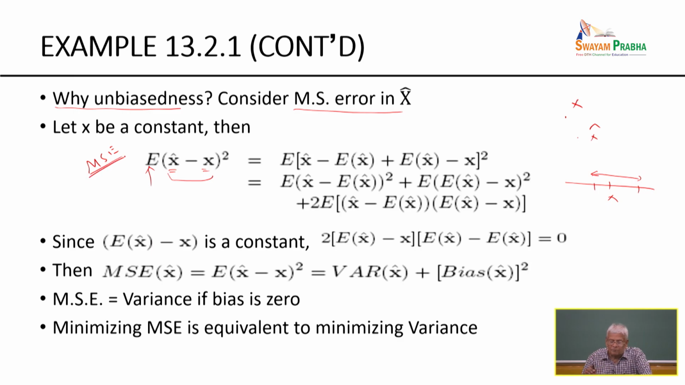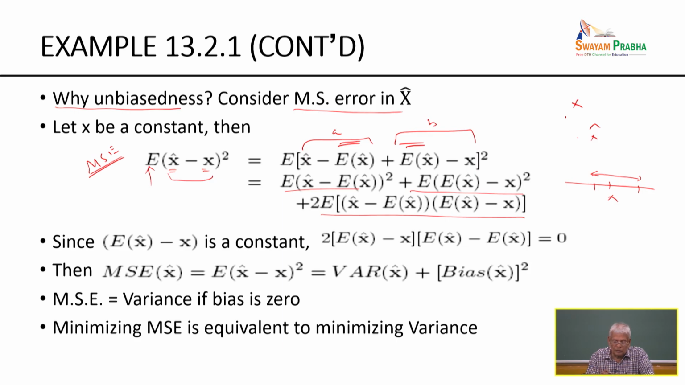I can add and subtract a quantity called E of x hat, the expected value of the random variable x hat. Nothing changes. Now this is one quantity, A, and this is another quantity, B. So this is like the expected value of A plus B whole square. So it is the expected value of A square, plus the expected value of B square, plus the expected value of 2AB.